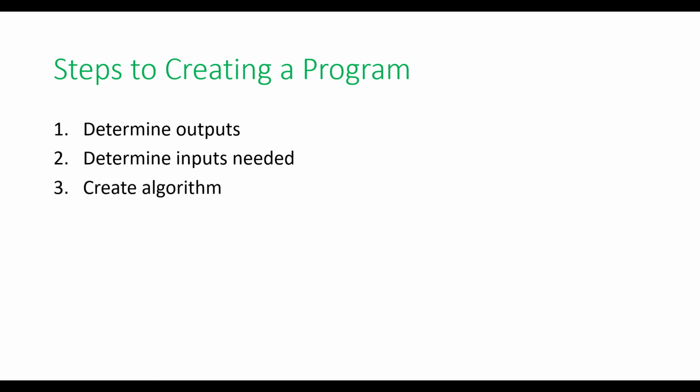The third thing you need to do is create an algorithm. An algorithm is just a fancy word for step-by-step instructions. Order usually does matter in this case. The fourth thing you need to do is to code the program. This is where you actually get to write the code for the program.